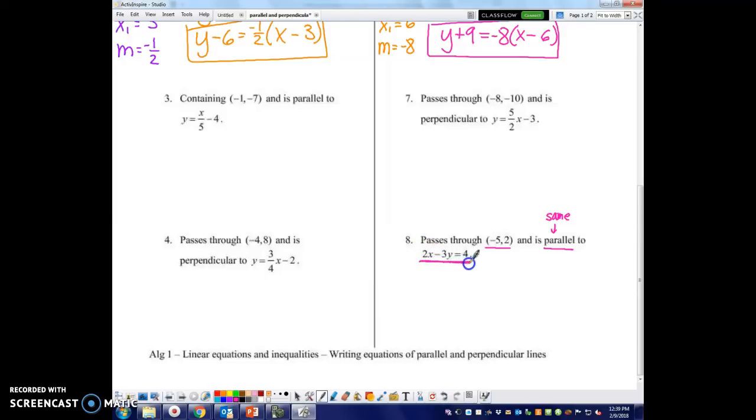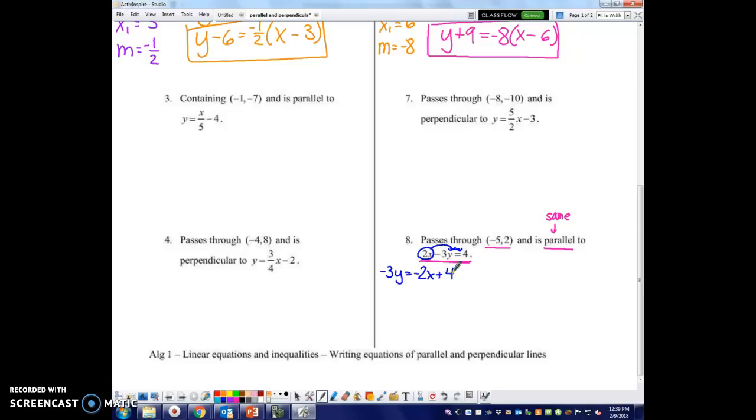But this is in standard form. So what do we need to do? How do we get y by itself? Move the x, divide by y. So we're going to move this 2x over here to the other side of the equal sign. Okay, so we're left with negative 3y equals, moving it over makes a negative 2x plus 4.